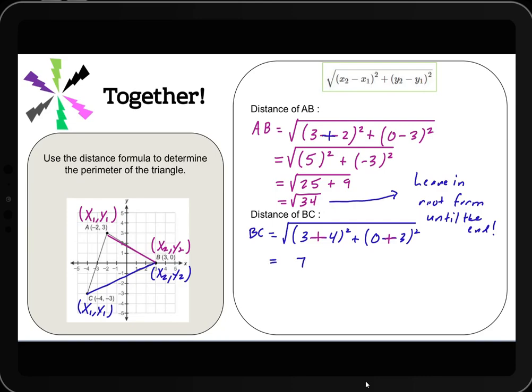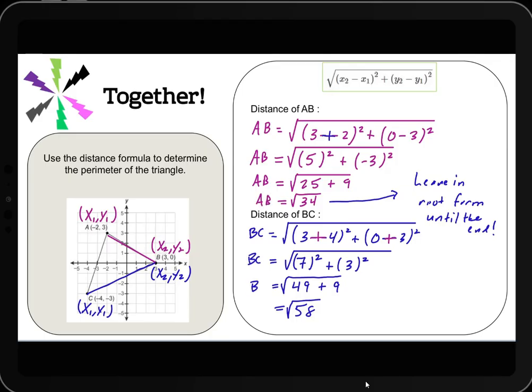Alright, so here we'll have a 7 quantity squared. We're going to go ahead and simplify that right there as a 3 quantity squared. So here we've got 49, here we've got 9. And we're going to simplify that now as 58. So that is the square root of 58. That is the length of BC, right? So we have AB's length all the way down as we've been simplifying it. And now we have BC's length as well. So now we can find the third and final side in the next slide.